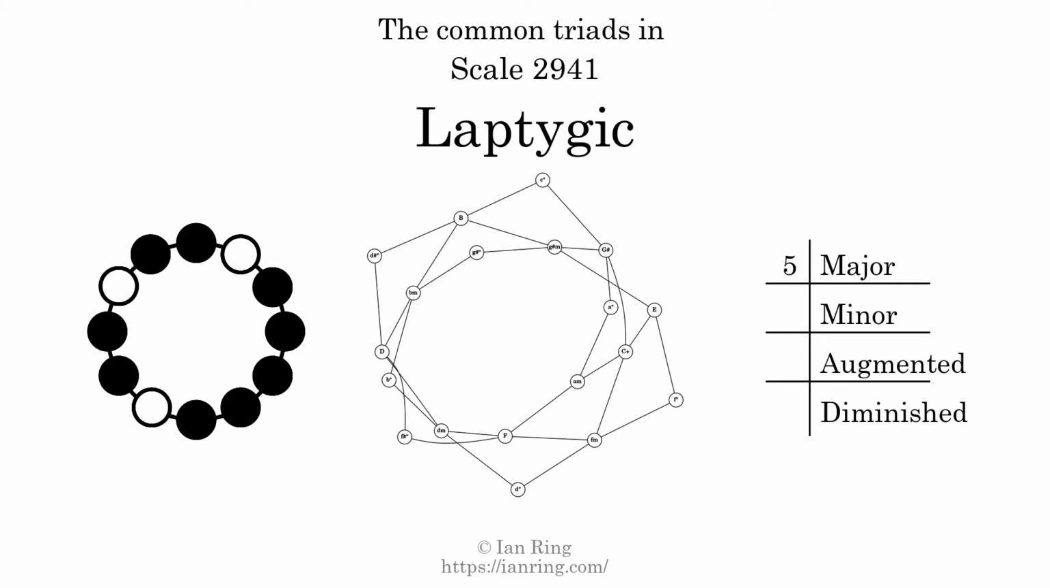There are 5 major triads. There are 5 minor triads. There is 1 augmented triad. There are 8 diminished triads. Here is a Hamiltonian path of parsimonious voice leading that uses all the triads.